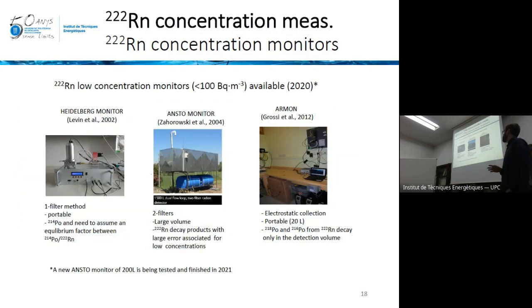So up to now, last year, there were 3 main monitors capable of measuring atmospheric radon below 100 becquerels per cubic meter: the high-level monitor, the AlphaGUARD monitor, and the ARMON monitor. The ARMON is the one that was developed here at INTE.